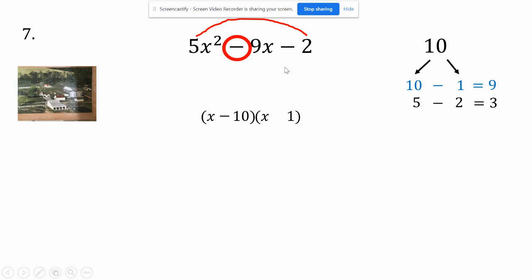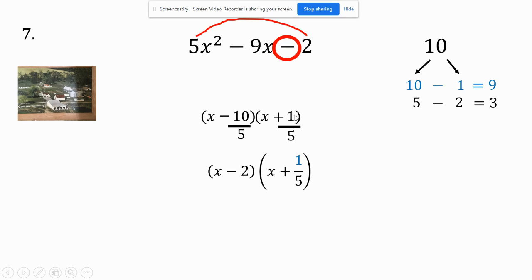Negative goes there. If the last term is negative, then that means they both have to be opposite. So it's going to be a positive. If that one's negative, it means it has to be positive. Now the answer is not this, because negative 10 times 1 is not negative 2. But what did I do to start with? I multiplied by 5 to start with. So now I'm going to divide by 5. Will 5 go into negative 10? Yes, 2 times. 5 won't go into 1.